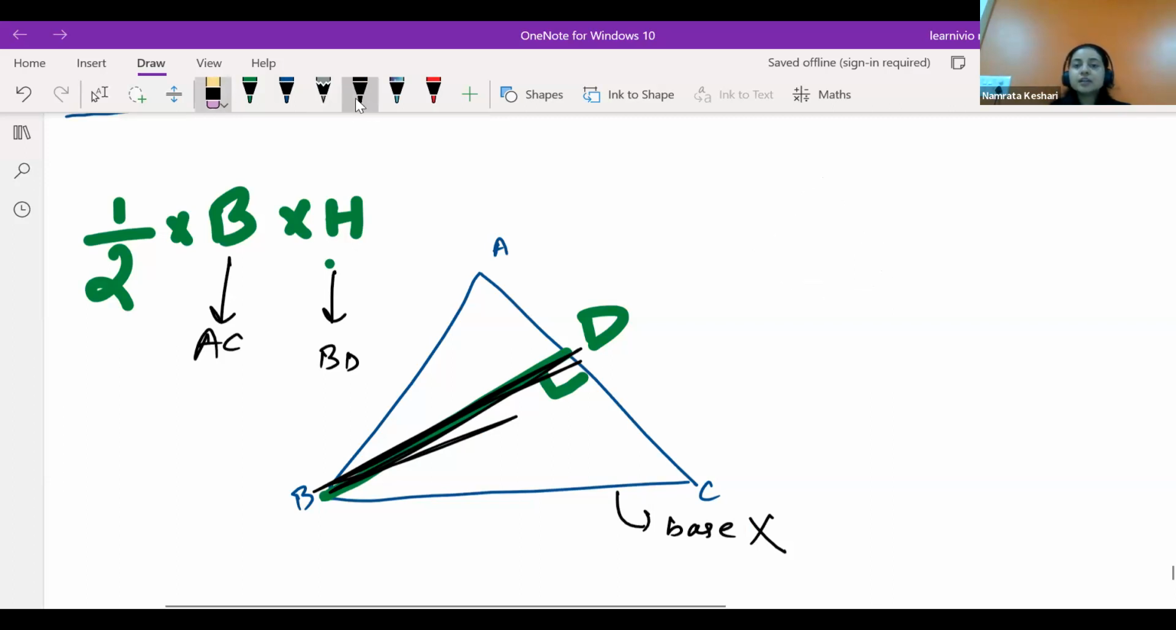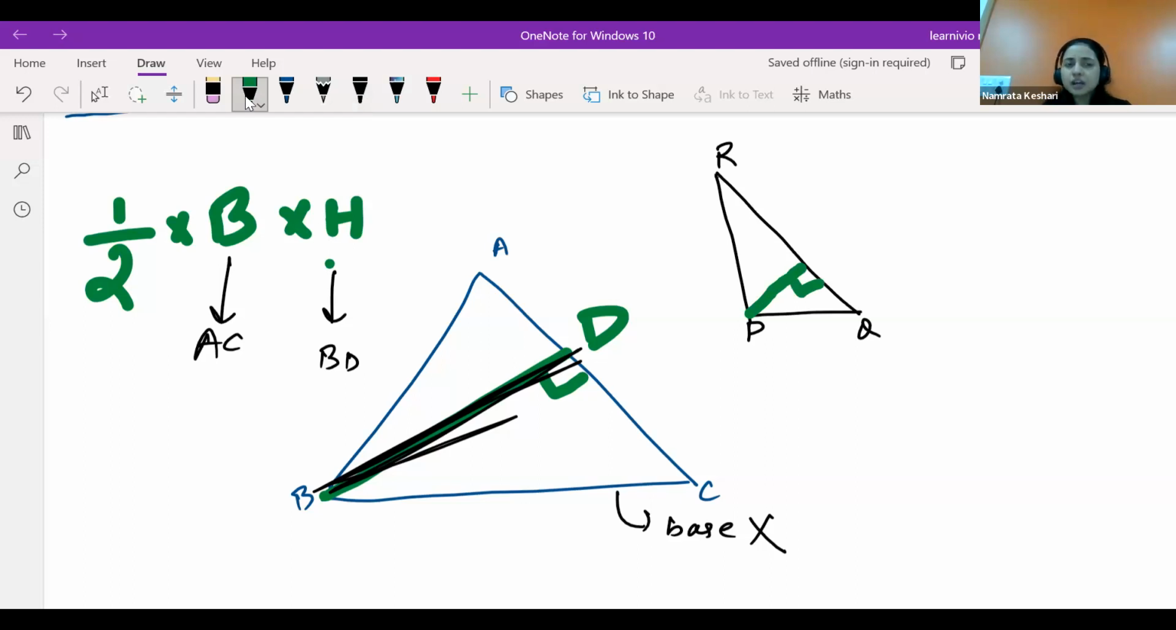Now if you think that whenever we are dropping a height, we can drop it from any vertex of this triangle PQR, and that it will lie inside the triangle, that is not true. From the vertex P, if you drop a perpendicular, it will look like this, a rough sketch, just as I'm showing you. If we drop a 90 degree from R, can you see how the height looks?